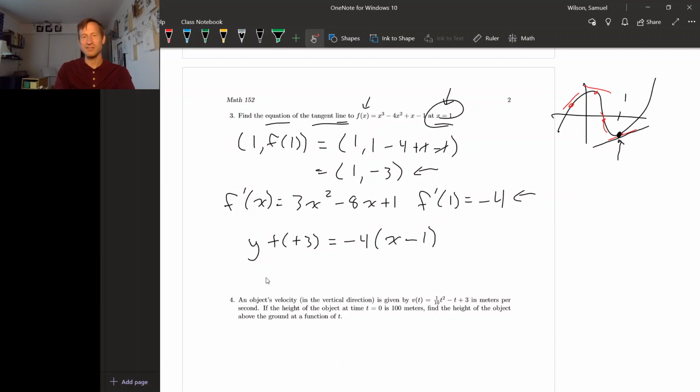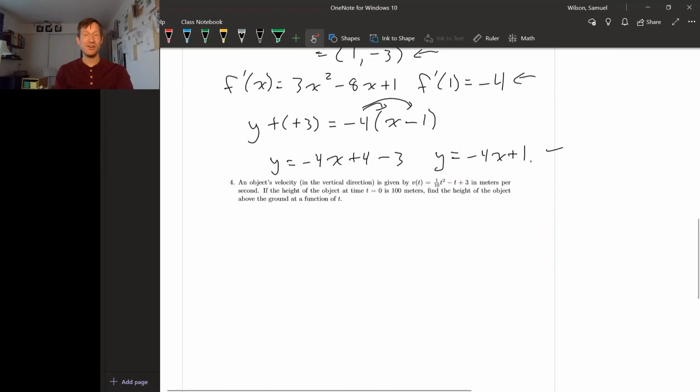So, and then if you want slope-intercept form, you're going to get y equals -4x. Let's see, I'm distributing this -4 here. Y equals -4x plus 4, because we get -4 times -1. And then this 3, we need to move that to the other side, so that's a -3. So it looks like the equation for the tangent line is y equals -4x plus 1. Okay, there we go, we're done.